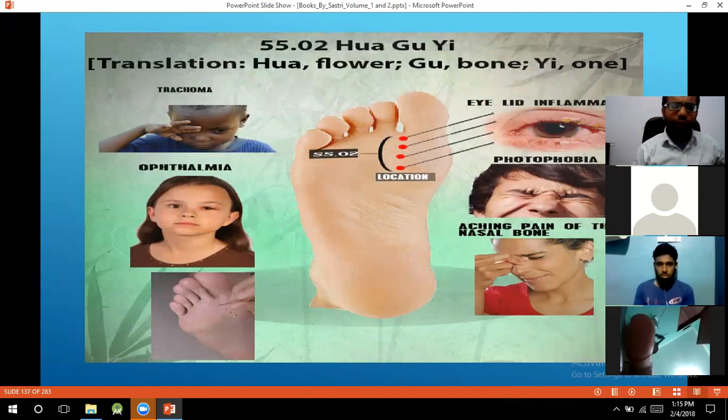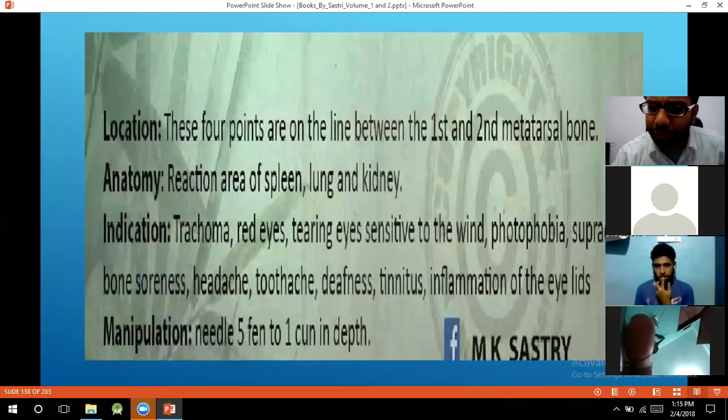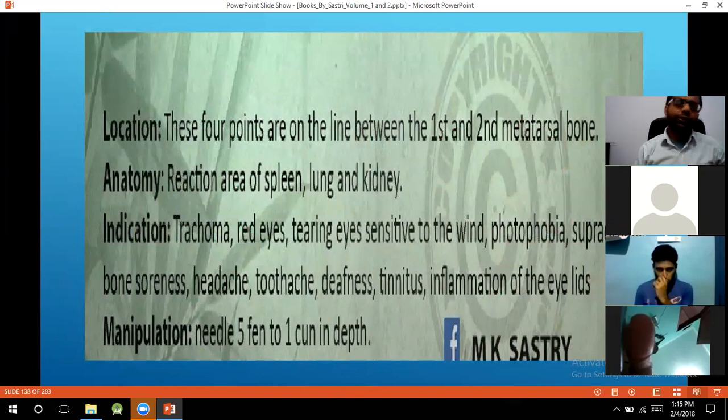55.02. So for photophobia in eye problems, you will use this point. Related to retinitis pigmentosa, I found this point is very good and it gives very good results in the patient. It helps even in TMJ, you will find this type of relief from this disease. And in deafness, tinnitus, especially tinnitus due to deafness, you will get this type of relief at this point. 55.02 is very good.